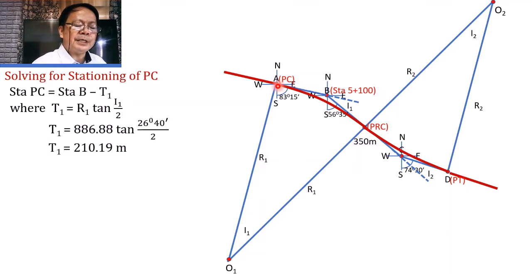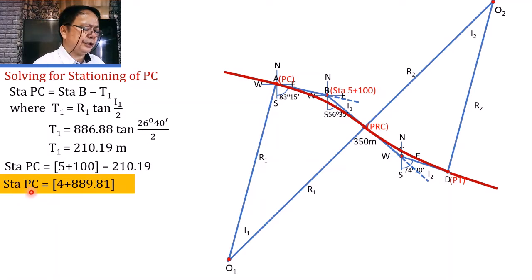Now after we have solved for this t sub 1 representing this magnitude, we can solve for the stationing of the PC by subtracting this value from the stationing of B, so that our stationing of the PC will be stationing 5 plus 100 minus t sub 1, and therefore our stationing of the PC will be 4 plus 889.81. That's how we solve for the stationing of the PC. The next is to solve for the stationing of the PRC. And how are we going to solve for this stationing?